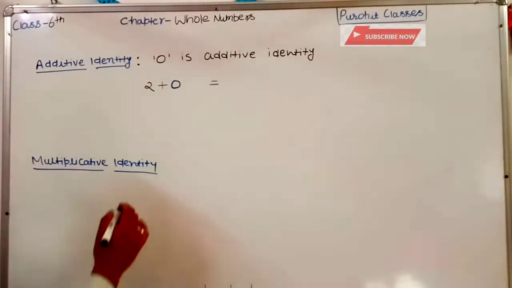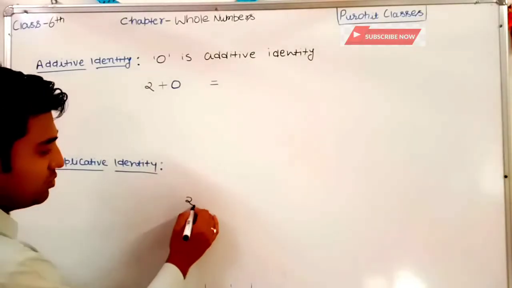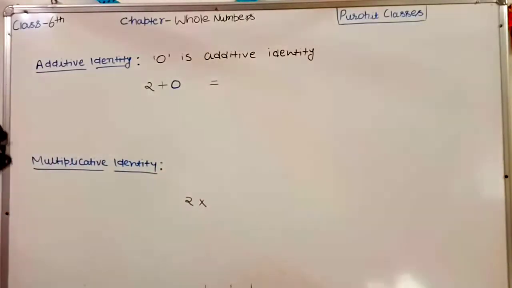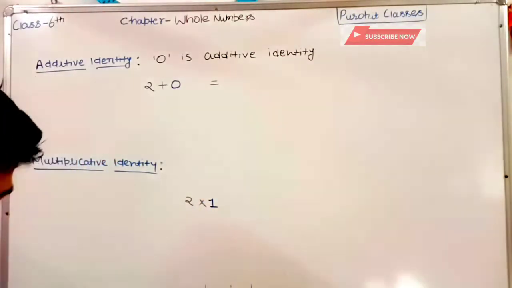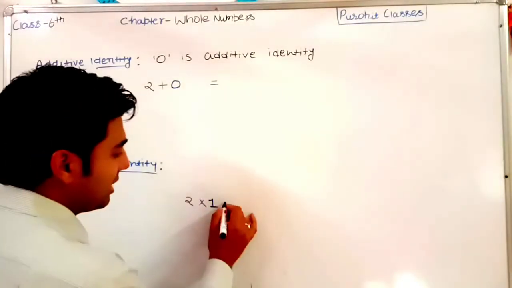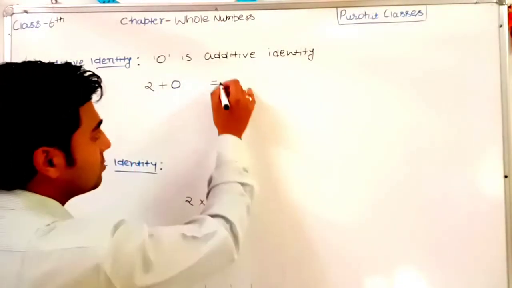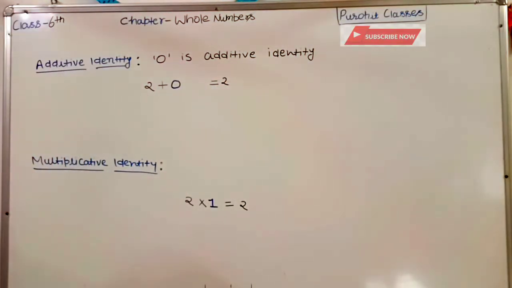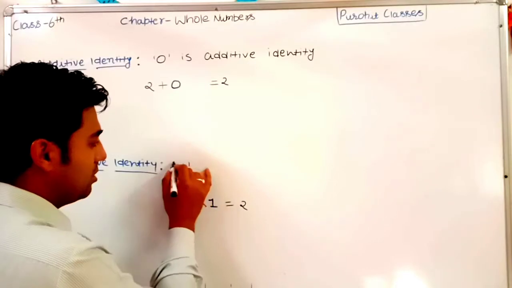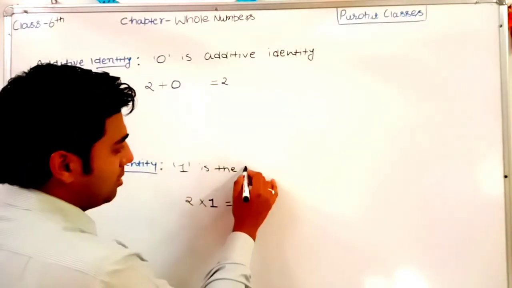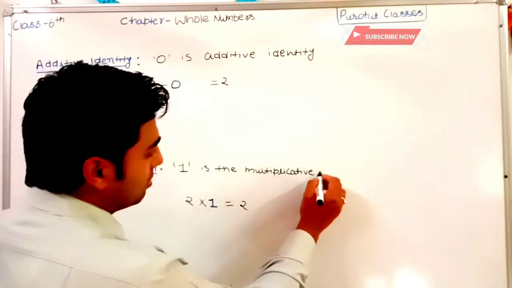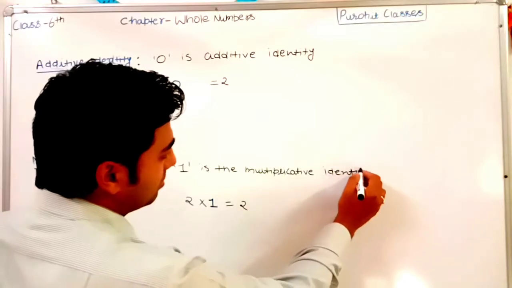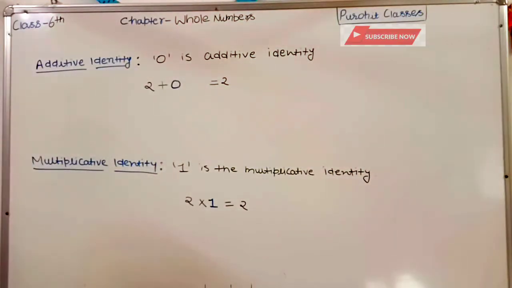Understood? Okay. Similarly, by which number should I multiply 2 to get the same, that is, to get 2? That is 1. Very good. If I multiply any whole number by 1, I will get the same; here it will be 2. Understood? So here I am writing, 1 is the multiplicative identity. This is also very important. It can be asked in the form of true, false, or correct the statement.